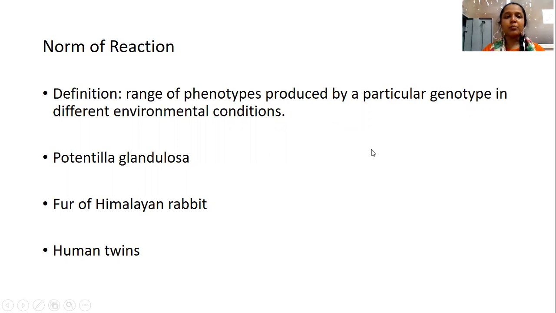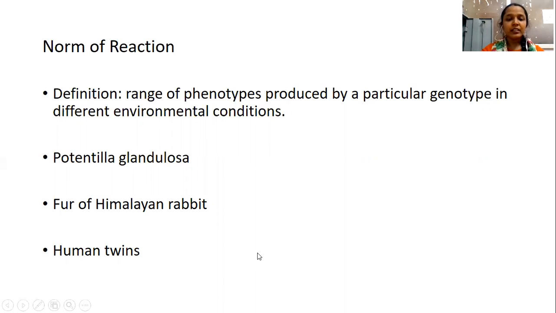So first we'll see the norm of reaction. Norm of reaction is nothing but the range of reaction. It is the range of phenotypes produced for a particular genotype in different environmental conditions. As I said, though the genome is the same, based on the environmental condition, we can see different phenotypes. Whatever range we get for the same genotype in different environmental conditions, that range of phenotypes is referred to as the norm of reaction.